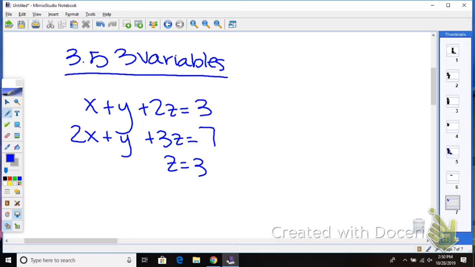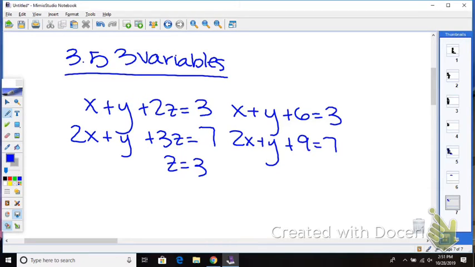So I'm starting you off really easy. What does your gut tell you to do with z equals 3? Plug it in for the z's. And then you're just left with an x and a y, and you can solve like you did before. So when I do that, I have x plus y plus 6 equals 3. And here I have 2x plus y plus 9 equals 7.